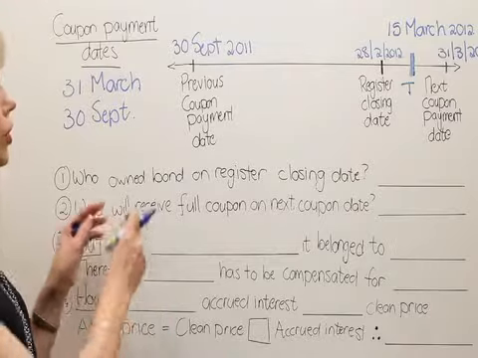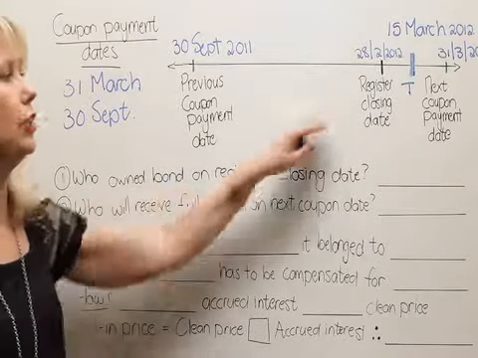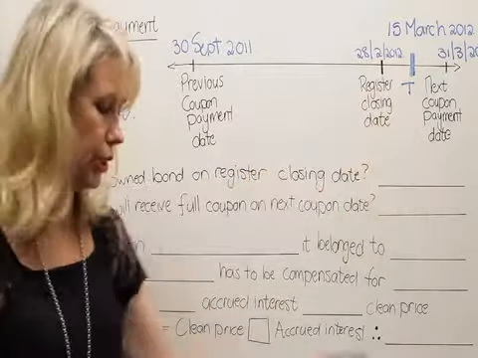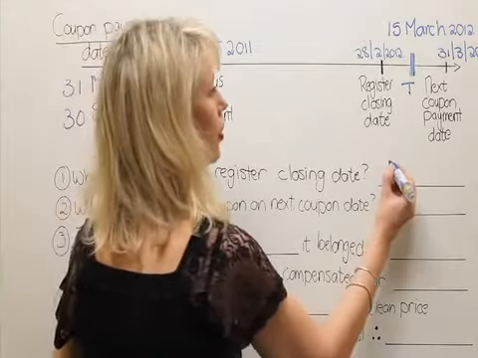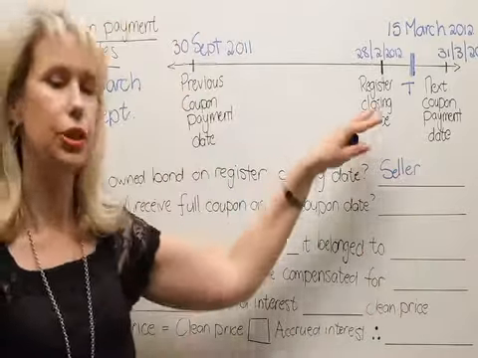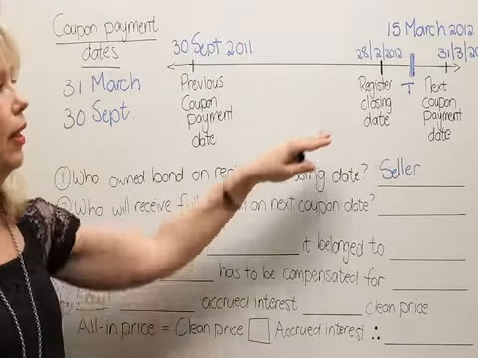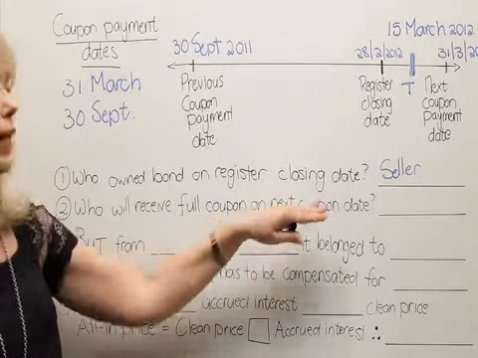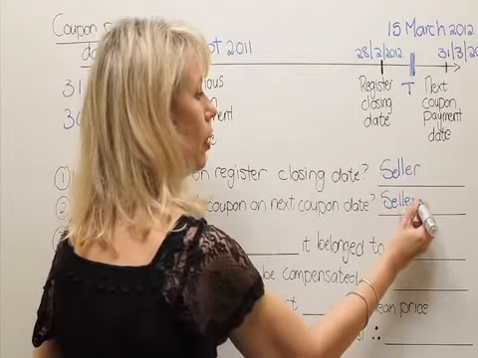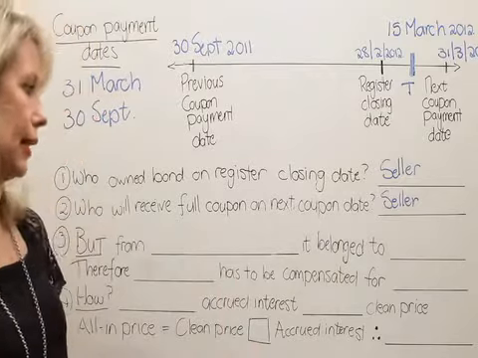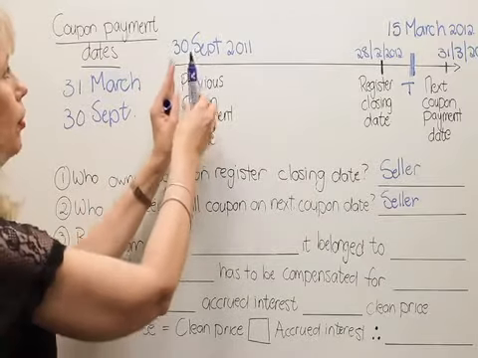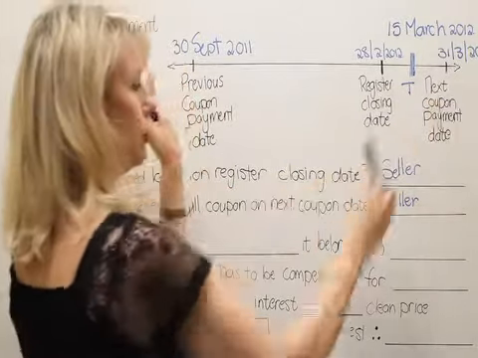Now we have to decide who owned this bond on the register closing date. This bond trades after the register closing date. Therefore, the person who first owned it, in other words, the seller, owned it on the register closing date. Who will receive the full coupon on the next coupon payment date? The seller will receive the full coupon because it belonged to the seller on the register closing date. But is that fair, that the seller will receive the full coupon from 30 September to 31st of March?